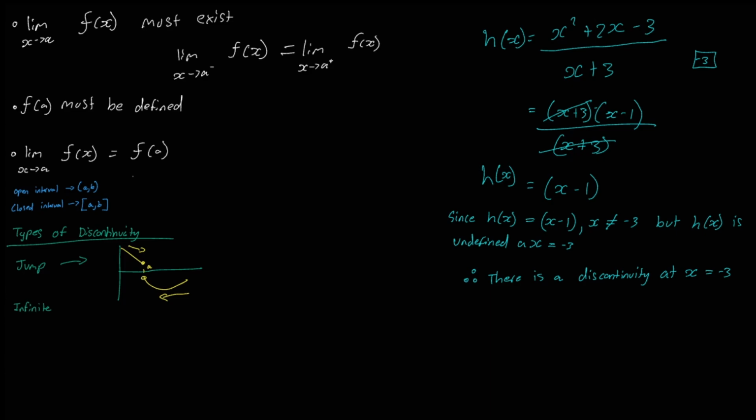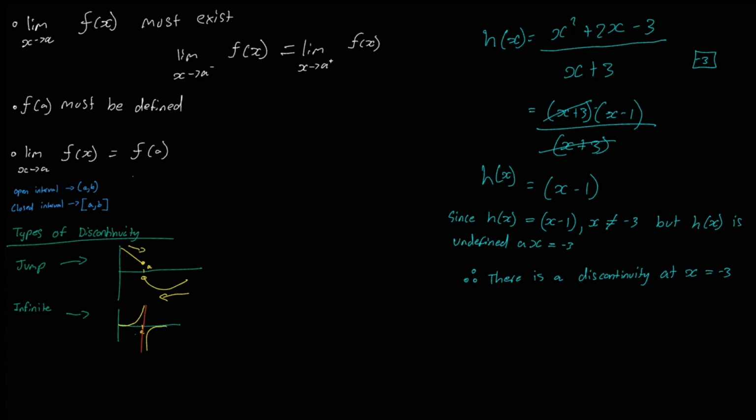Then we have our infinite discontinuity. Let's draw another graph here. Our infinite discontinuity would look something like this, where we have values going up and then values coming down. But at a, there's never a point where our left hand side and our right hand side actually come in line with a.